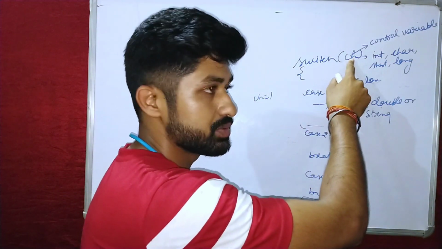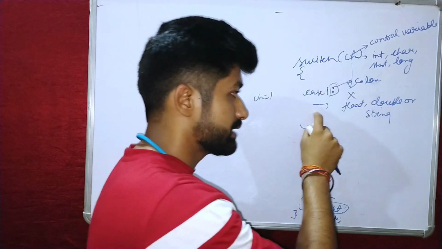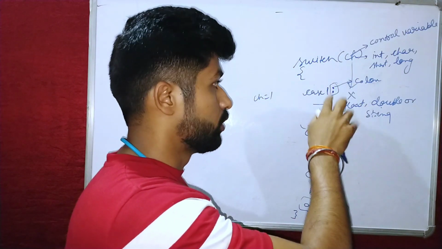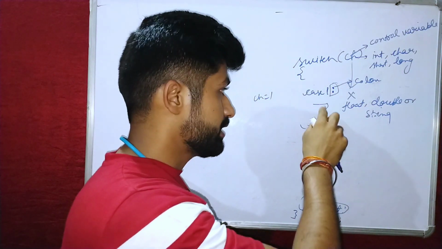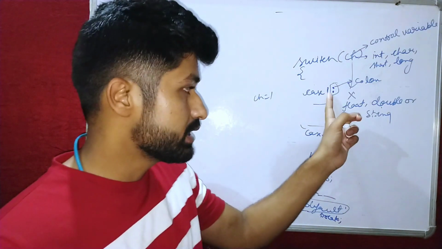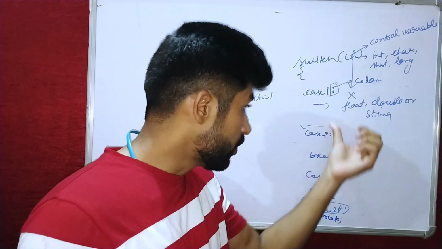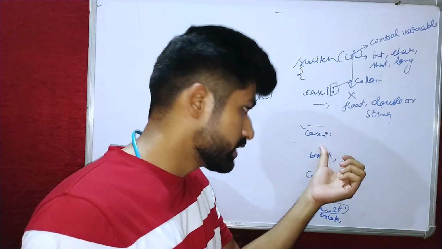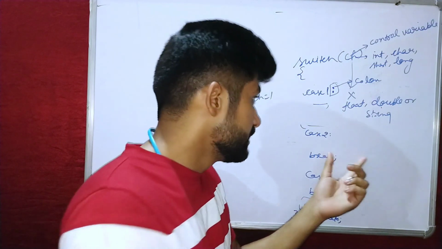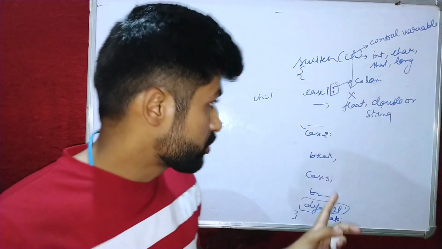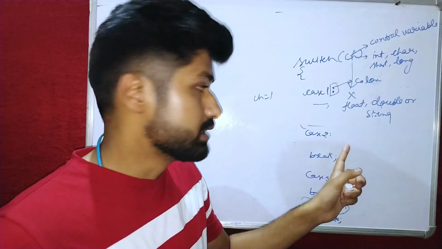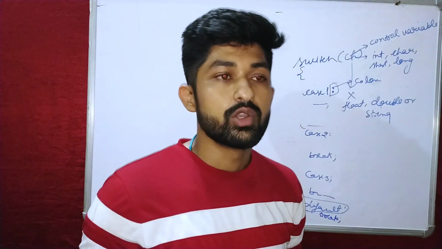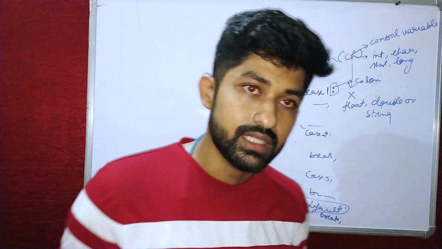Suppose you have entered the value of CH as 1, so the compiler will execute all the statements of case 1. After executing all the statements of case 1, there is no break, so it will fall to case 2. It will start executing the case 2 statements also. That means when the control falls from one case to another case, that is known as the fall through situation. It happens because of the absence of the break keyword.